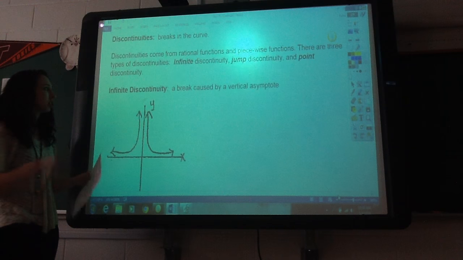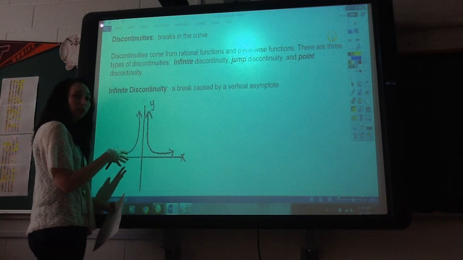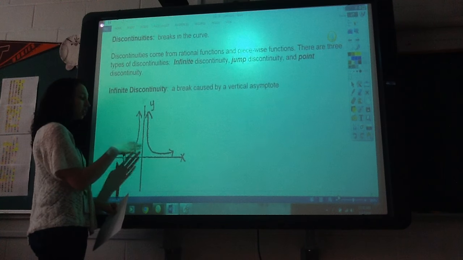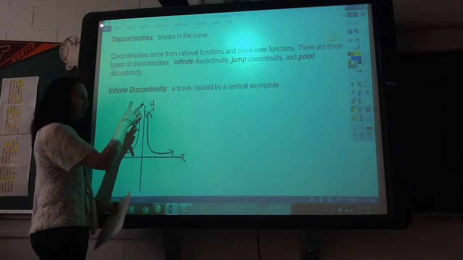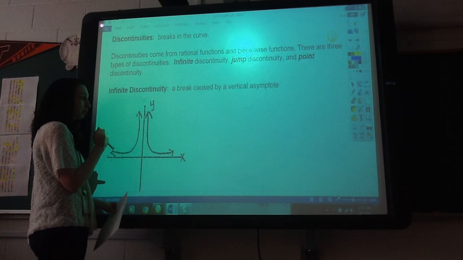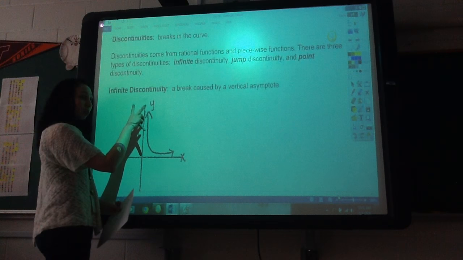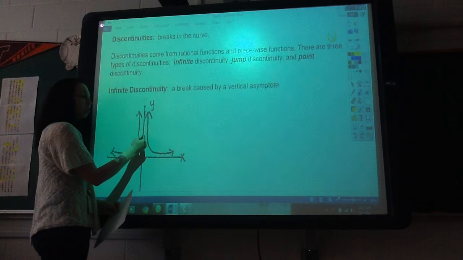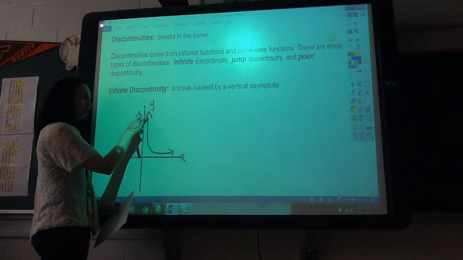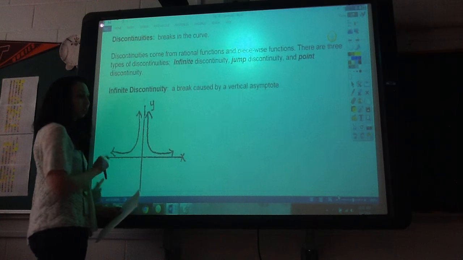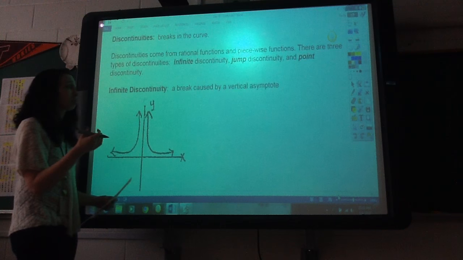An infinite discontinuity is caused by a vertical asymptote break. So those are things where, when we were doing our limits, you'd say like the limit as x approaches 0. Well, both ends are going straight up towards infinity, but they're not actually going to touch that x equals 0 line. So it's an infinite discontinuity because the two pieces are going off to either positive infinity or negative infinity, and they're not ever going to touch that line. So that happens a lot when we've got the vertical asymptotes.